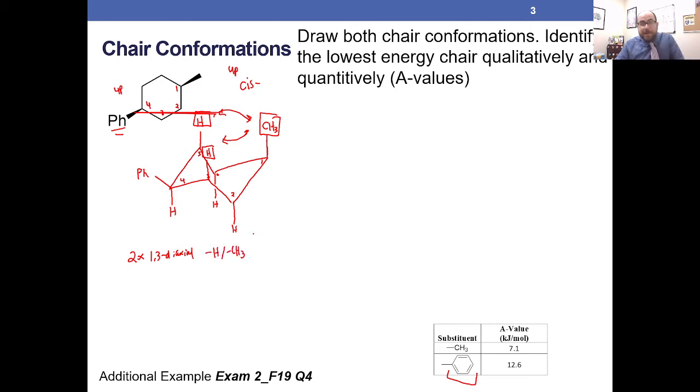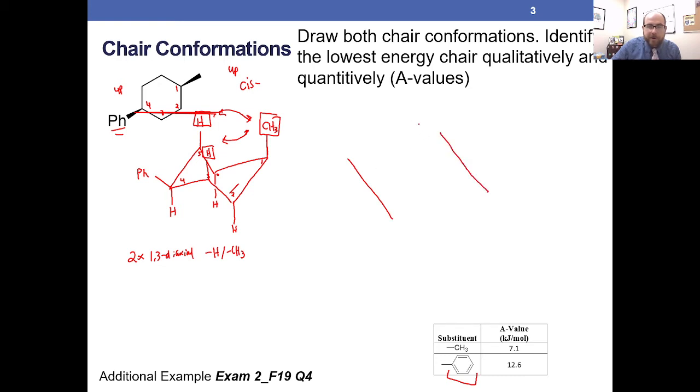So those are sort of my destabilizing interactions that are occurring in this particular chair. Now what I want to do is the chair flip. And in order to do the chair flip, I'm going to draw the carbons sort of angling in the opposite direction. Now it looks like the carbons are sort of leaning to the left. So I'm going to go ahead and draw that.